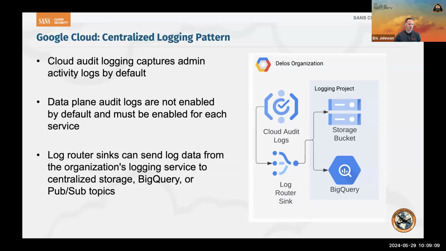Data plane logs are not enabled by default in Google Cloud. So there's no concept of resource by resource diagnostics like there was in Azure. You just pick, for this service, I want the data plane logs. And when you turn that on, it'll just get run through that logs router the same way that the actual management control plane logs are. So that's a pretty simple setup over there, which I can show you here in a minute.